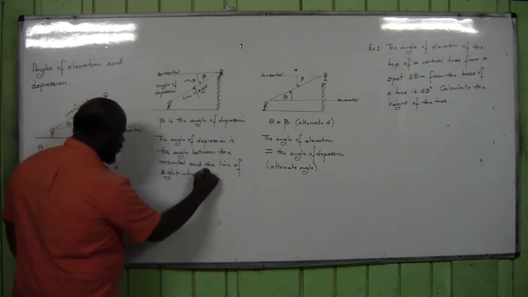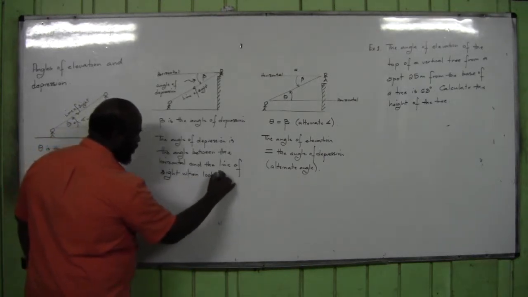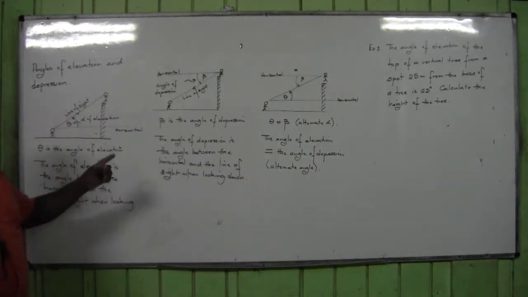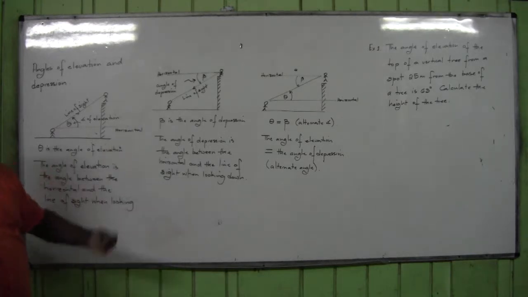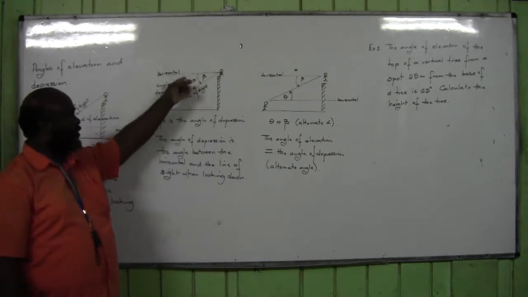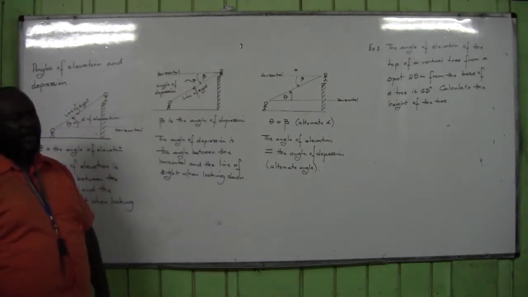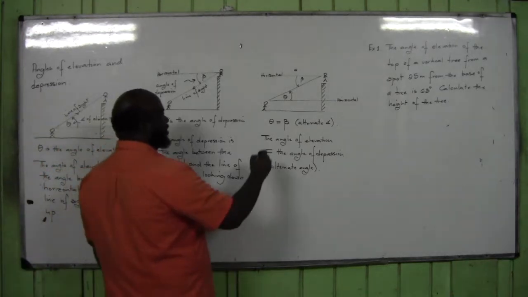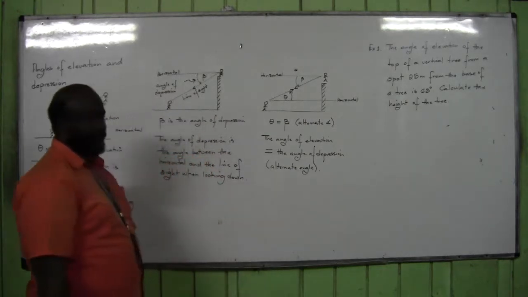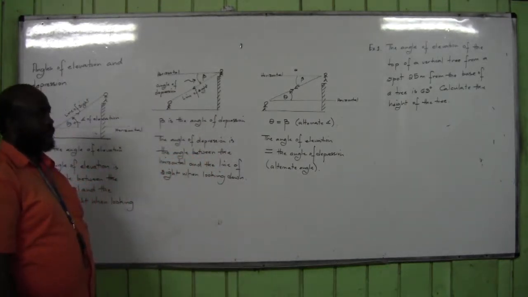when looking down. The angle of depression is the angle between the horizontal and the line of sight when you're looking down. This is horizontal, this is the line of sight. The angle between the horizontal and the line of sight is the angle of depression. Now in this instance, between the horizontal and the line of sight is the angle of depression when you're looking down. The angle between the line of sight and the horizontal is the elevation when you're looking up.